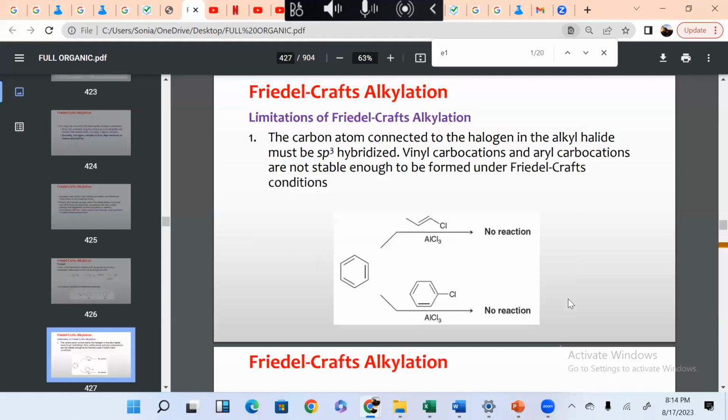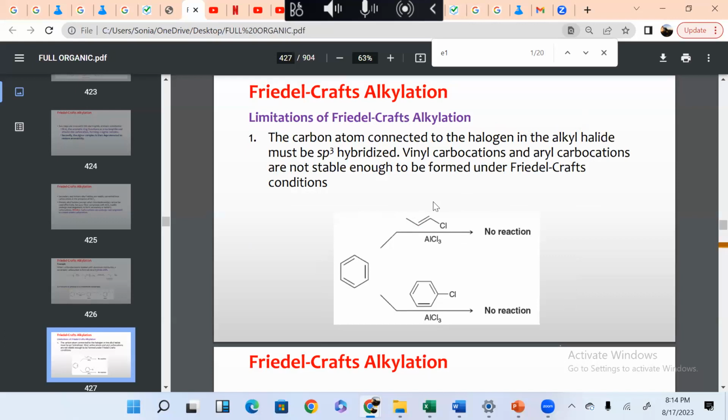There are some limitations of Friedel-Crafts alkylation. The carbon atom usually connected to the halogen must be sp3 hybridized. So vinyl and aryl carbocations are not stable enough. So you can see this one.